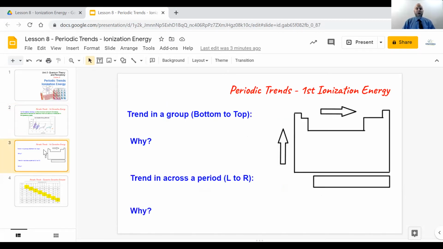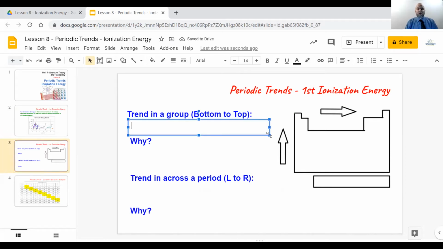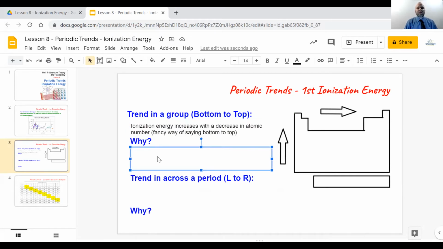So let's summarize what we've found so far. The trend for ionization energy within a group from bottom to top is that ionization energy will increase. We see an increase in ionization energy bottom to top for 2 reasons. Number 1, electrons in atoms at the top of a group are closer to the nucleus. And number 2, electrons in atoms at the top of a group are exposed to less electron shielding. There are fewer electrons in the way, blocking the nucleus from attracting those outermost electrons.